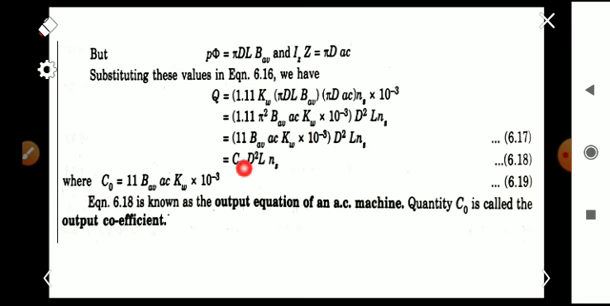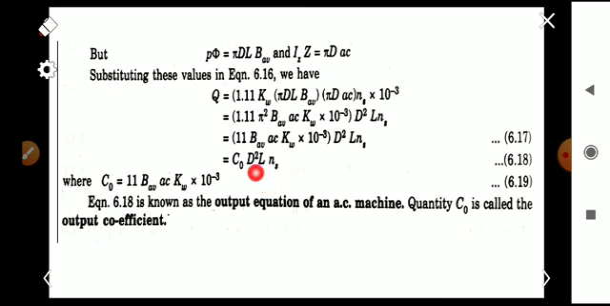And we can substitute the value C0 here. This 11 BAV AC KW into 10 raised to minus 3 will be a constant, so we denote that constant as C0. And the output equation Q becomes C0 d square L into ns.